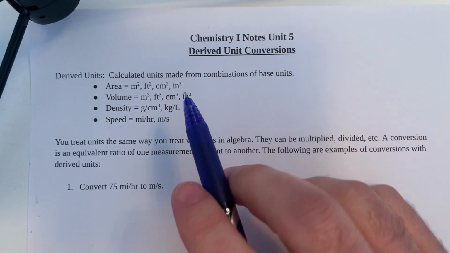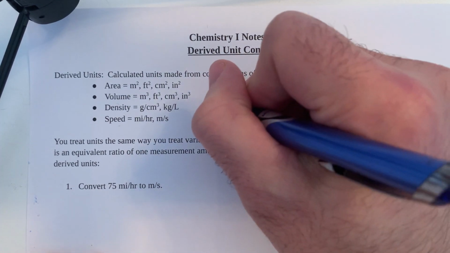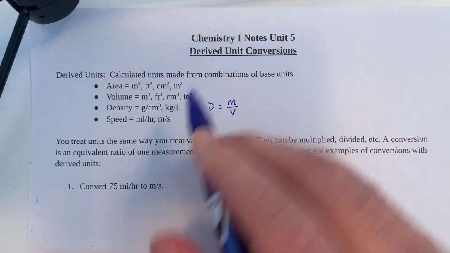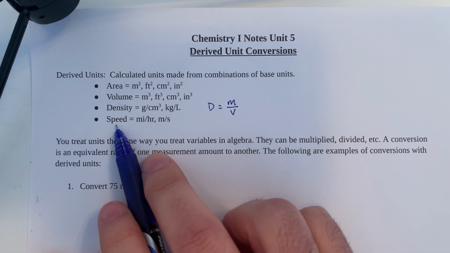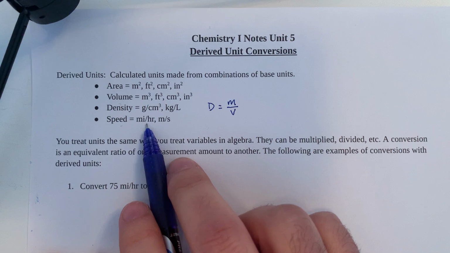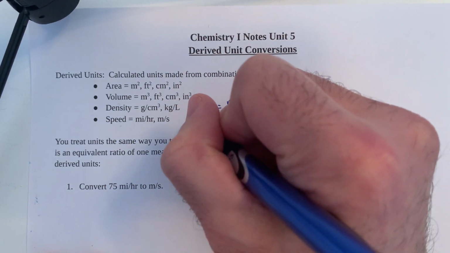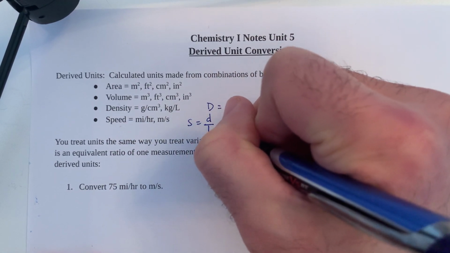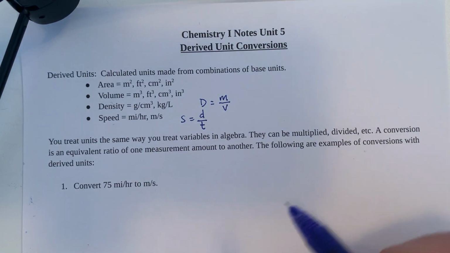Some other ones: density. Density is mass over volume. So your label ends up being a mass label over a volume label. Okay, speed is distance over time, right? So that's another one. These are what are called derived units.